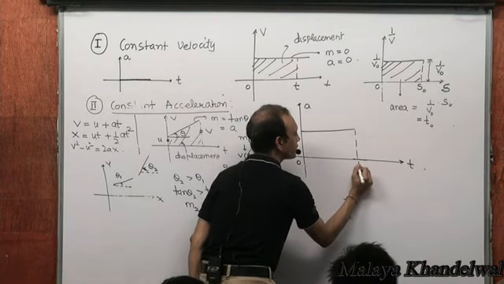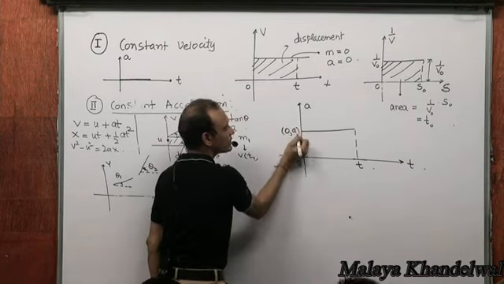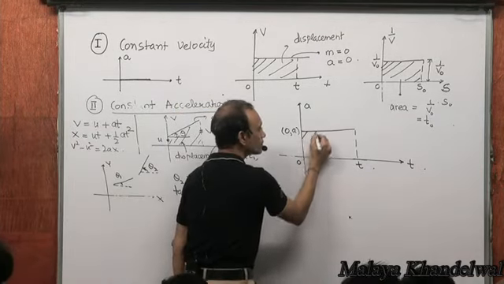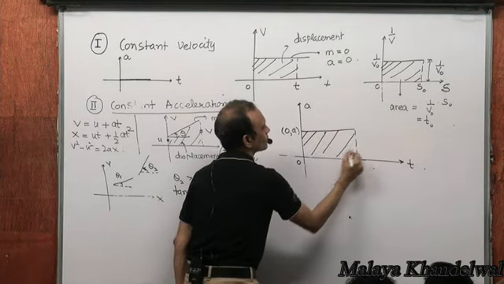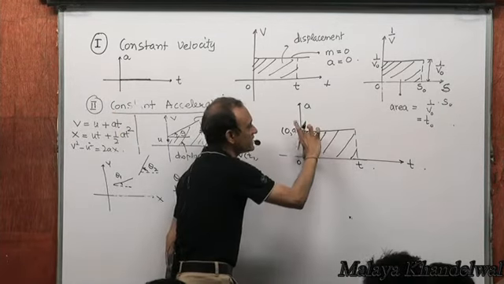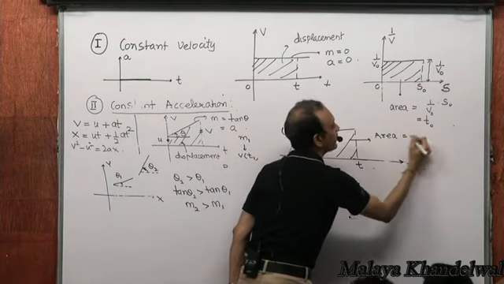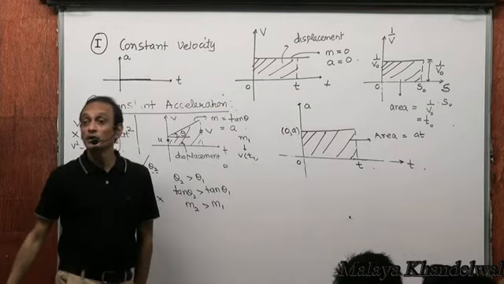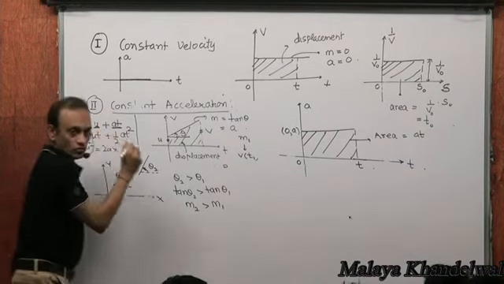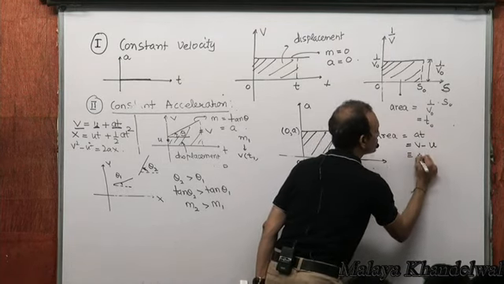And this is the value of the acceleration, which remains A at all times. Now, what is this area? A into T. Yes or no? This area is A into T. But A into T is V minus U, since V is U plus AT, isn't it? So this is V minus U, which is change in velocity.